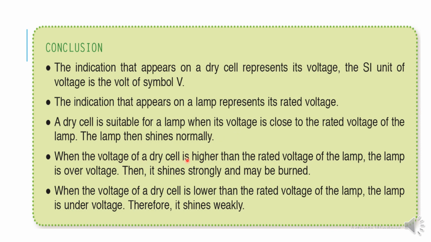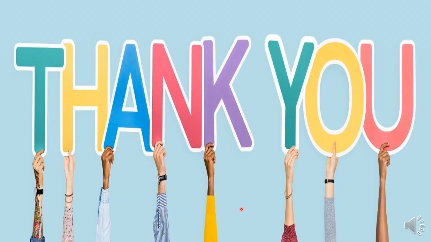When the voltage of a dry cell is higher than the rated voltage of the lamp, the lamp is over voltage, then it shines strongly and may be burned. And when the voltage of a dry cell is lower than the rated voltage of the lamp, the lamp is under voltage, therefore it shines weakly.